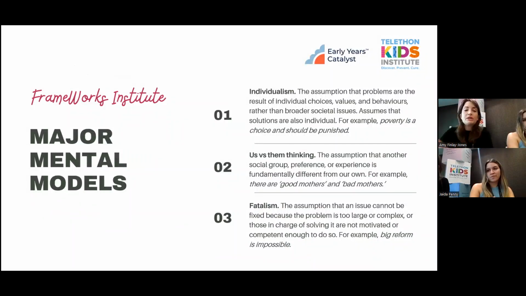Okay, so to give you some examples, we've mentioned mental models, and I'm sure many of you are thinking, okay, but can you give me an example of what some of these are?